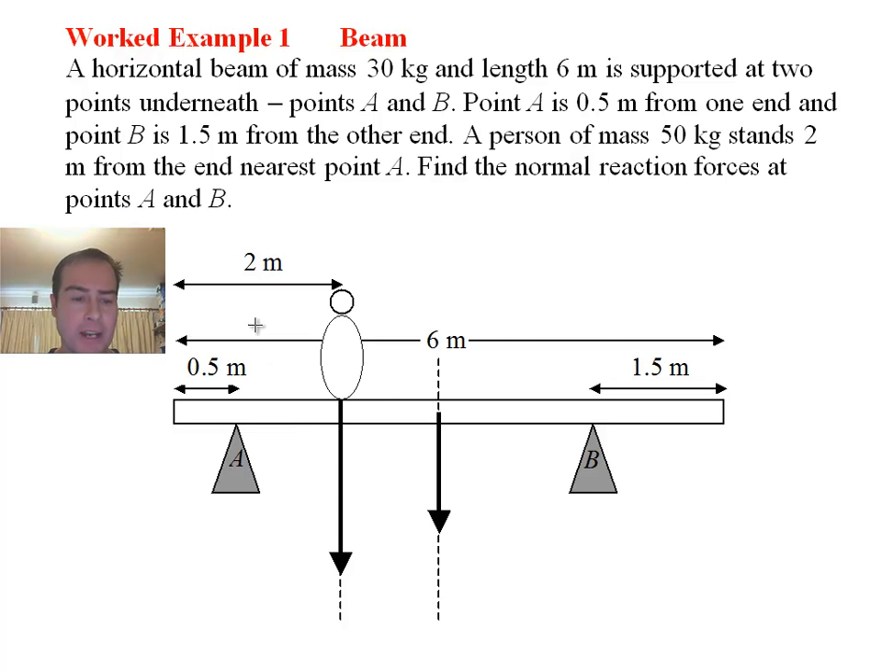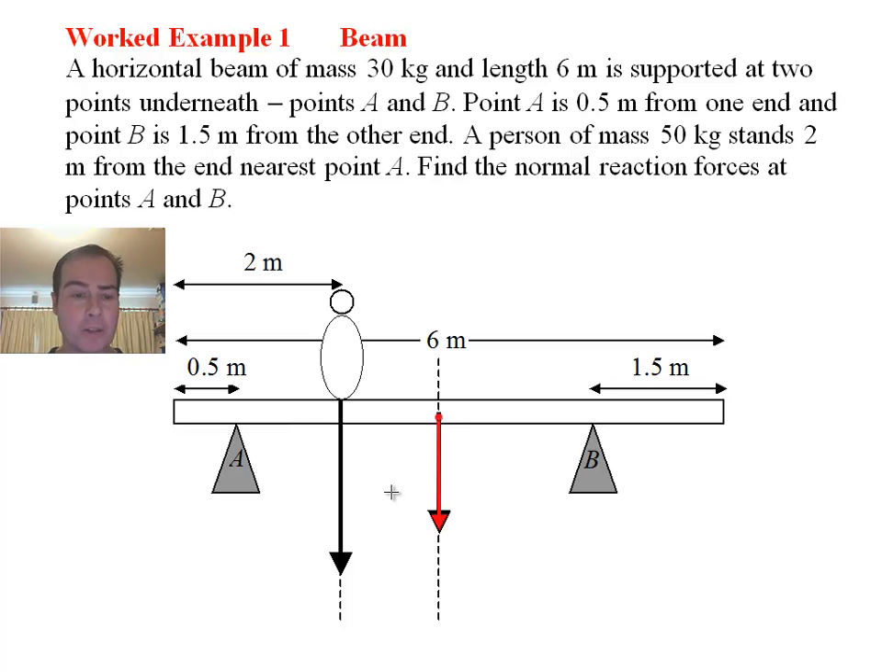This beam is specified as having been 6 meters long, so we can assume that the weight force acts at a point which is 3 meters from either end of the beam, straight down, vertically downwards. So I'll highlight this force. That's the weight of the beam.